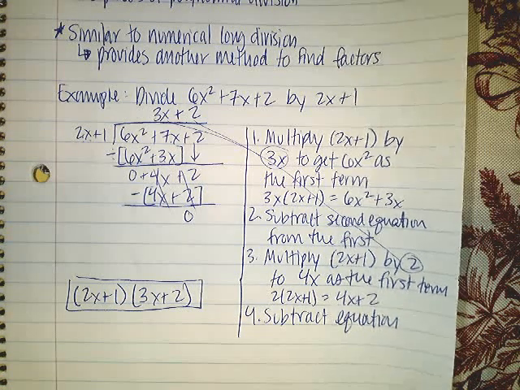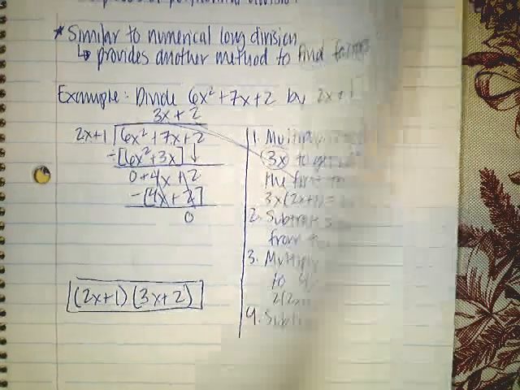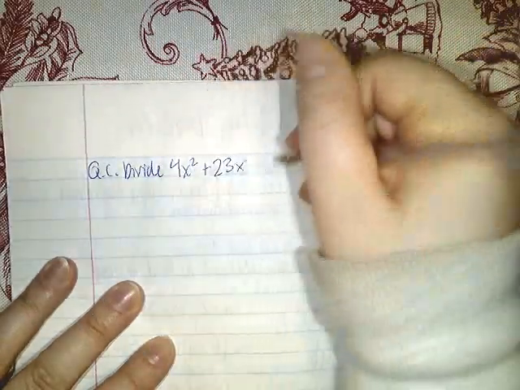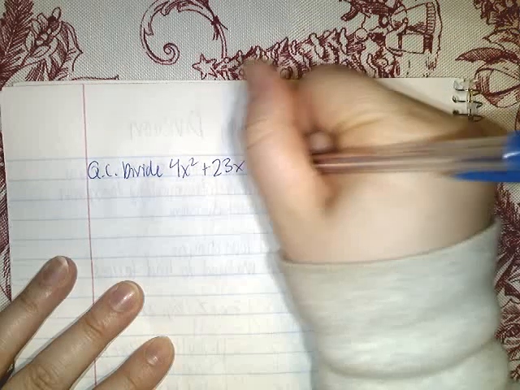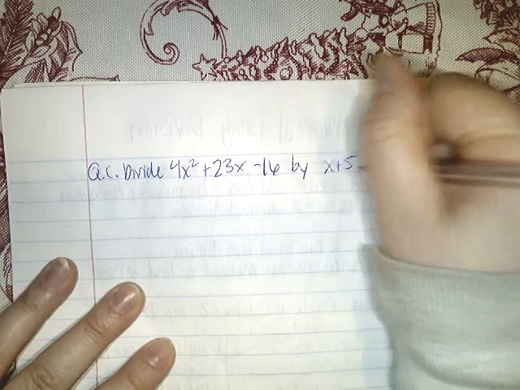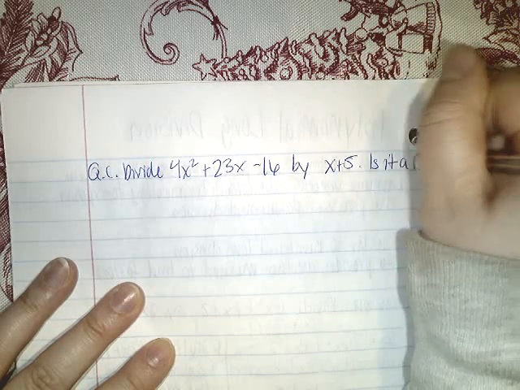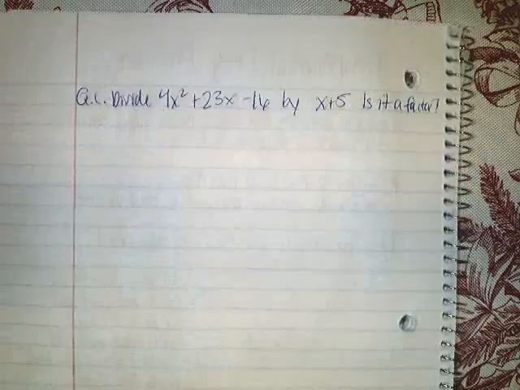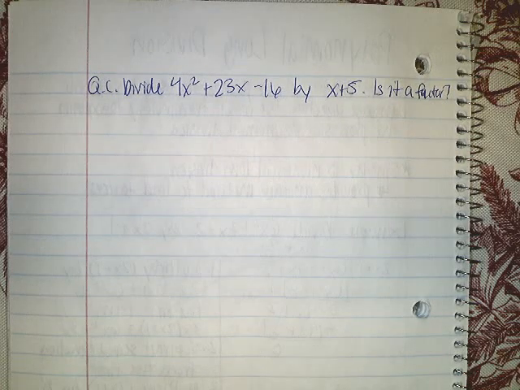So I want to do a quick check with you guys. I'm going to flip the page so I have plenty of space for it. I want you guys to try this process on your own. I want you to try to divide 4x squared plus 23x minus 16 by x plus 5 and tell me, is it a factor? So tell me, is x plus 5 a factor of 4x squared plus 23x minus 16? Try on your own. I'm going to go over it now.